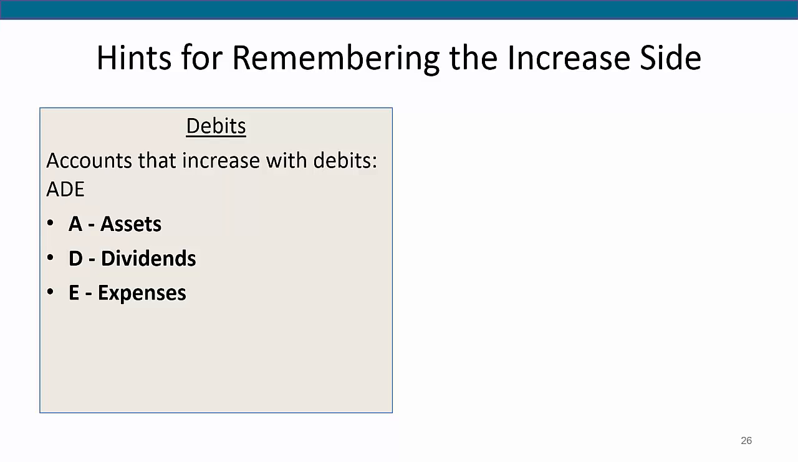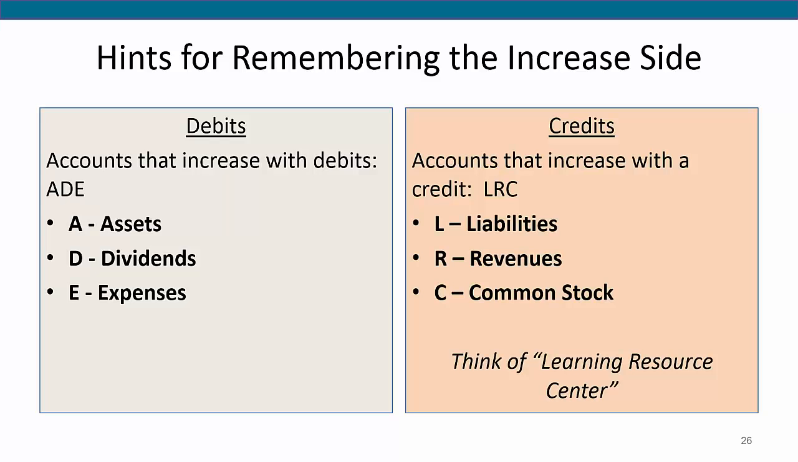It may help in the beginning to memorize which accounts increase with a debit. I already suggested remembering that the cash account increases with a debit, and therefore all assets do. Here's a memorization technique to help you. ADE is an abbreviation to help you remember that assets, dividends, and expenses increase with debits. LRC is an abbreviation to help you remember that liabilities, revenues, and common stock increase with credits. I like to remember it by picturing getting help in the accounting lab located in the Learning Resource Center at CRC.